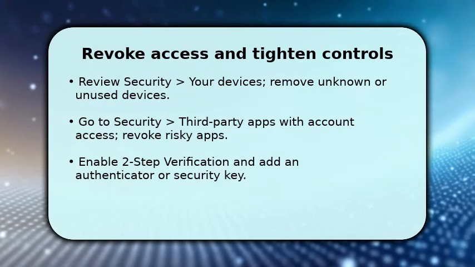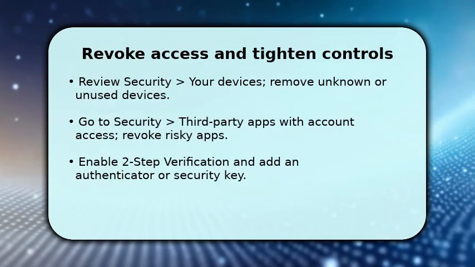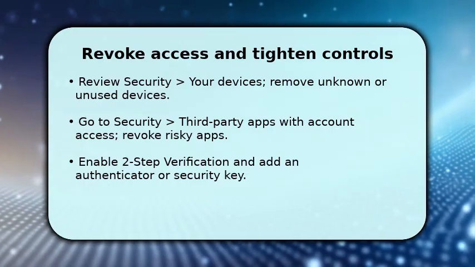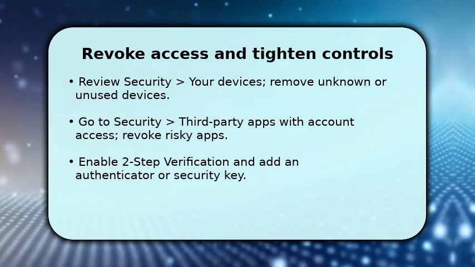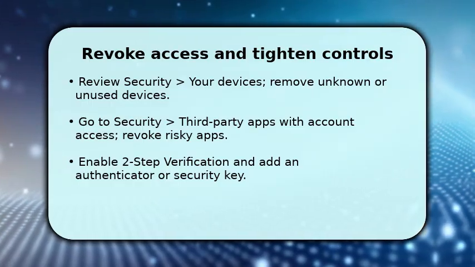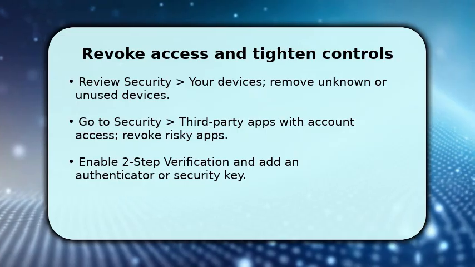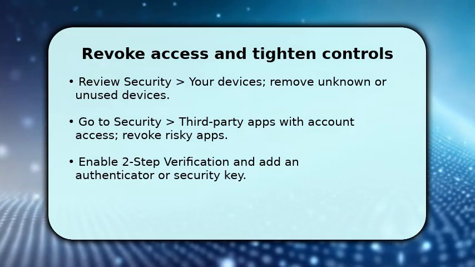Next, you revoke active sessions and cut off apps. Open Google Account Security and remove any device you don't recognize or no longer use. That immediately blocks those sessions. Then review third-party app access and revoke apps that read mail or act as mail clients.